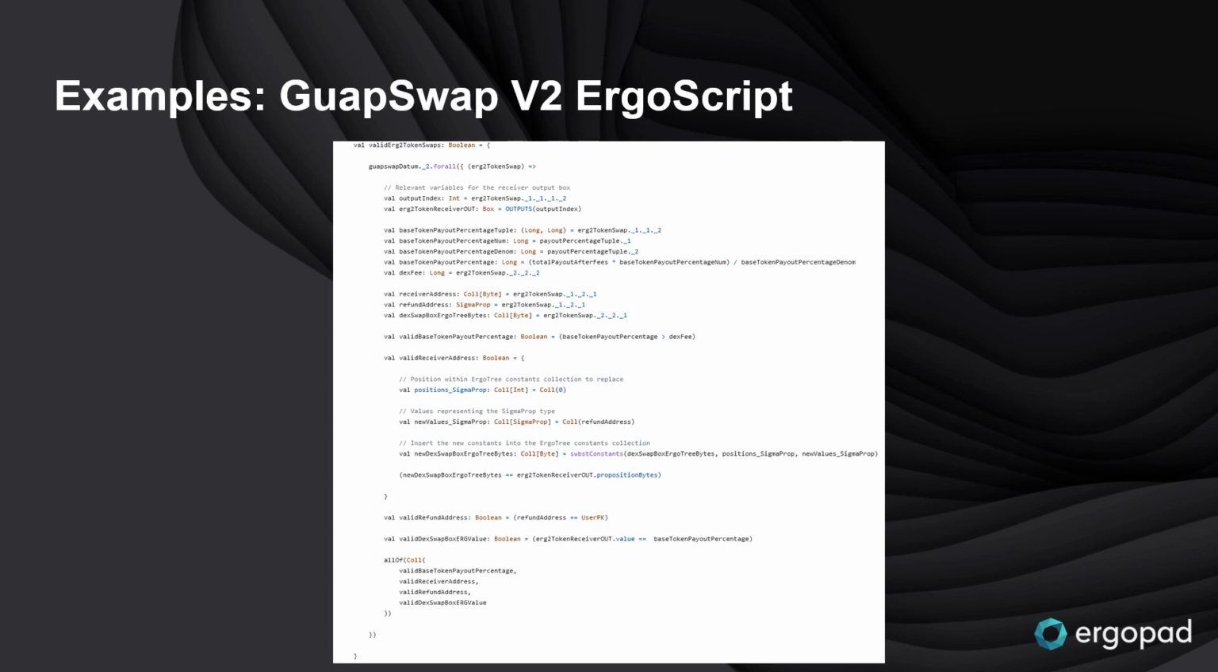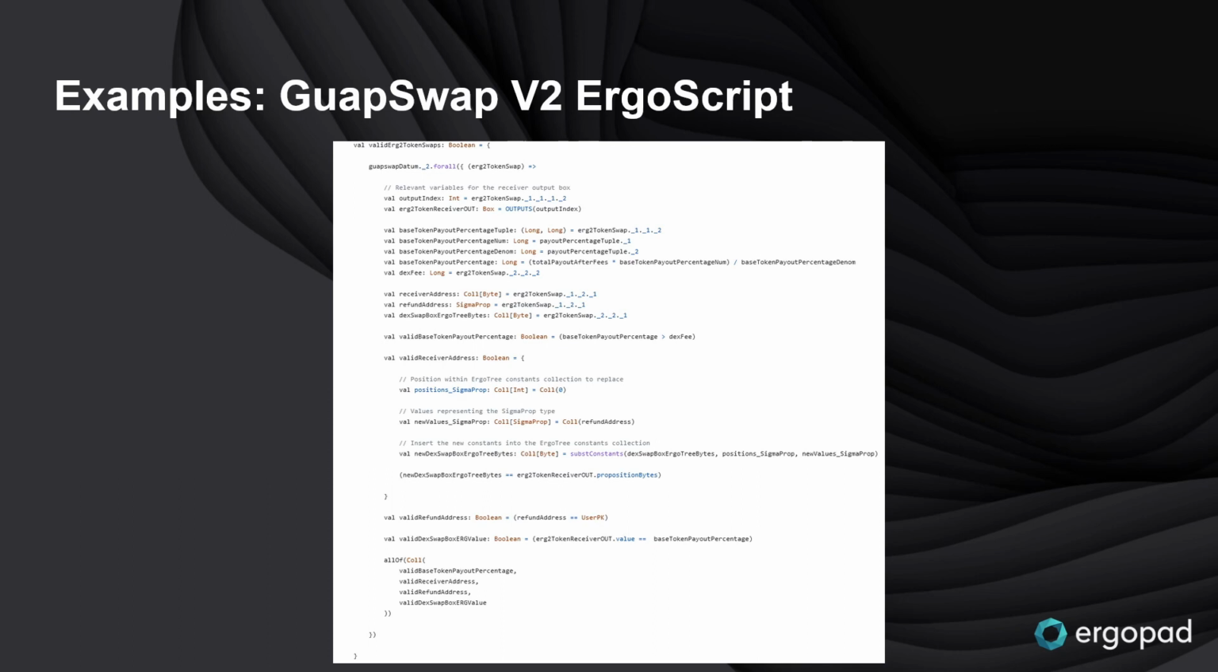We use the forall sort of loop to go over all of the GWAP swap datums for each swap. You could imagine a user's erg who wants to swap for multiple tokens, not just one. This would be equivalent to having multiple GWAP swap datums in this case. And we want to check that all the conditions we want are satisfied for each one of them.